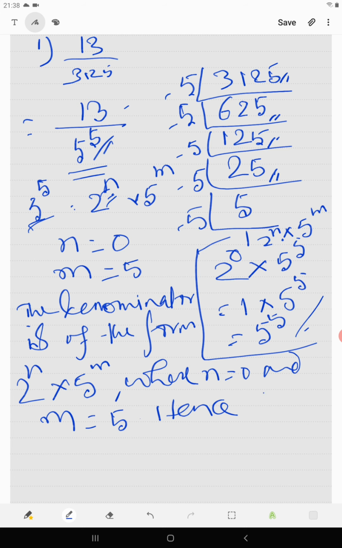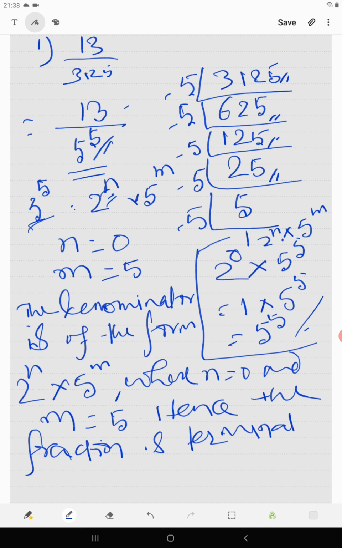So hence, the given fraction is terminating. Okay? Since I was able to represent it in the form 2 to the power n into 5 to the power m, also n and m are greater than or equal to 0. So the whole thing gets satisfied. Hence, it's a terminating fraction or terminating rational number, you can say. So it's terminating. That is the important thing.